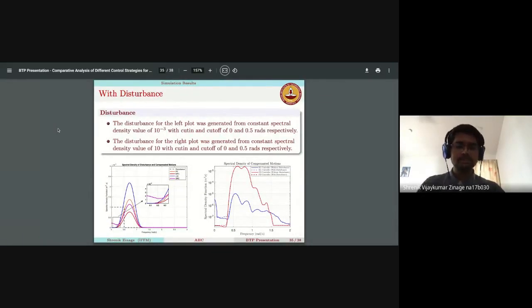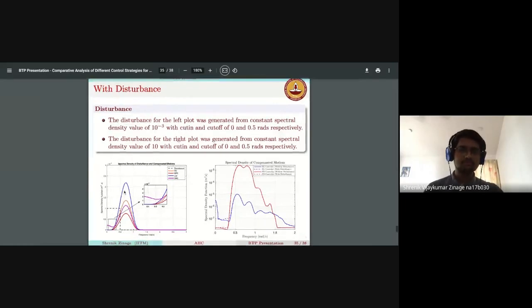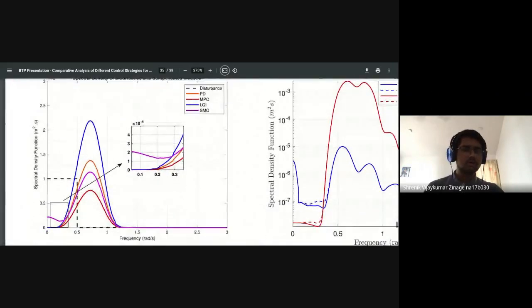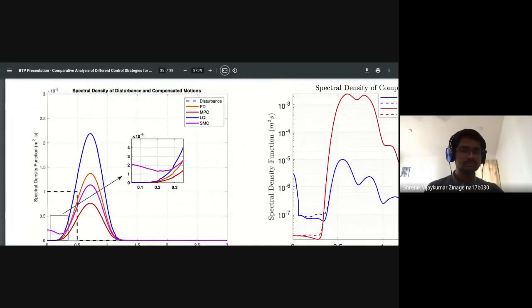Now talking about the disturbance case, the figure on the left shows the spectrum of the compensated motions in moderate sea state and the disturbance that we had talked about. For that, I generated a disturbance signal with a cut-in and cutoff frequency of 0.0 and 0.05 radians per second, with a spectral density value of 10 to the minus 3. When I tried to see the spectrum of the compensated motion, this is what I got. The plot on the left is the spectrum of the compensated motion for each of the controllers.